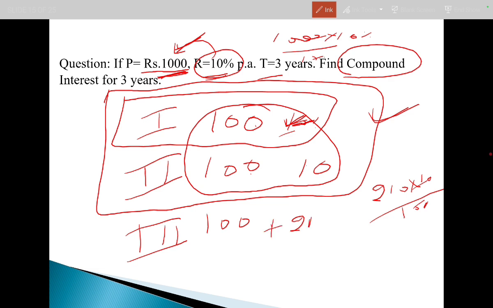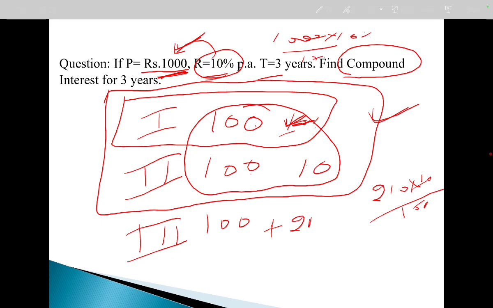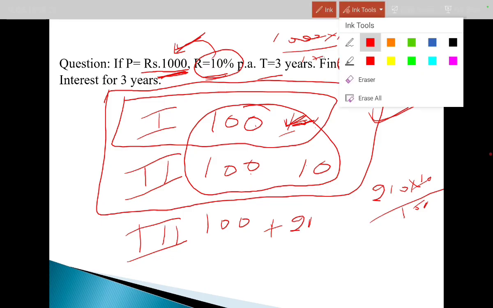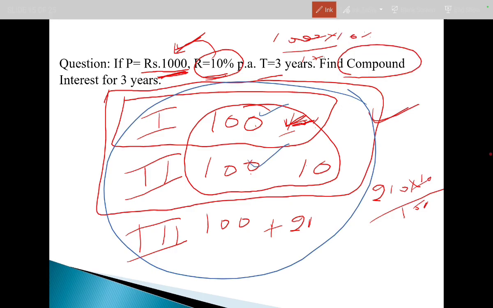So overall, the total interest that I have received is this. So how much compound interest have I received? 100, 200 and 300, plus this 331 rupees I have received as my compound interest.